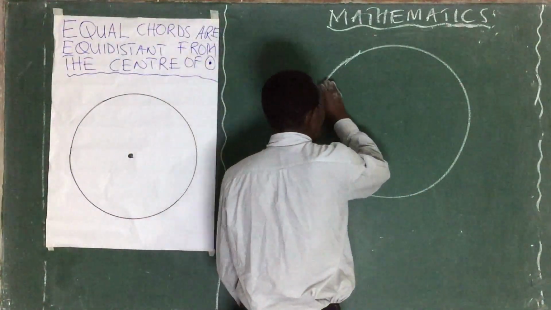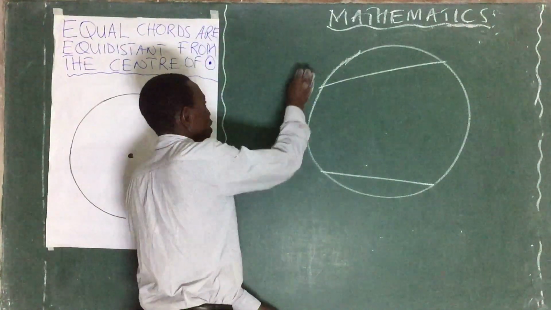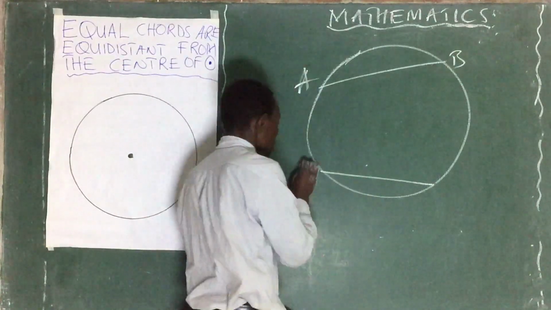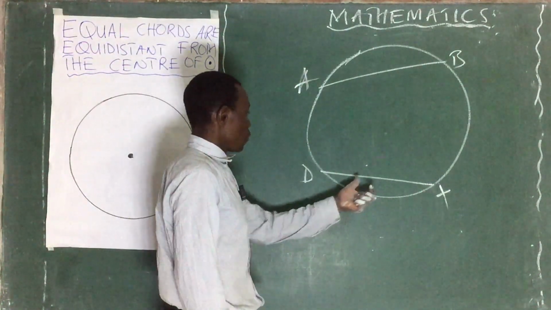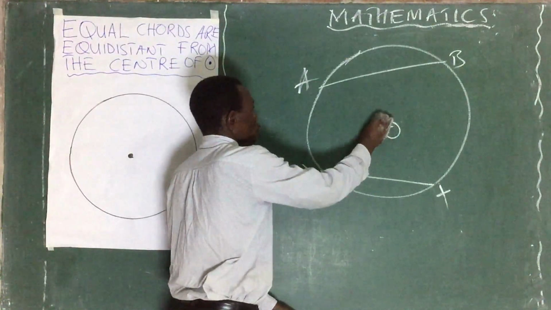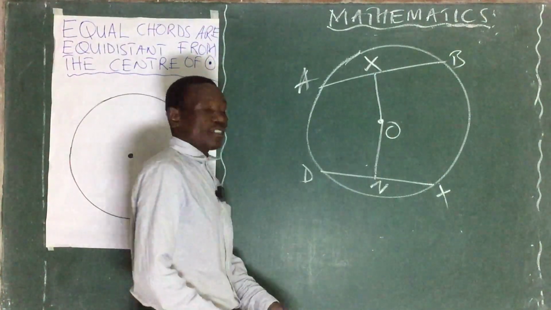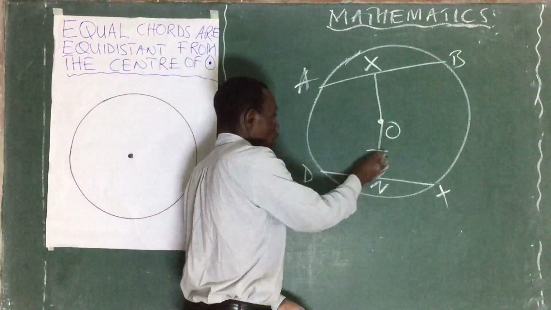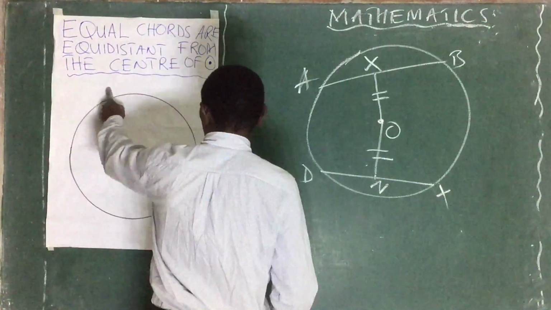and you happen to have chords which are equal, they can start from any point to the other, as far as, say, AB is equal to DX. What you should expect is that the distances of the chords from the center, like say OX and ON, these are the distances. The line ON must be equal to line OX. That's what is referred to here.